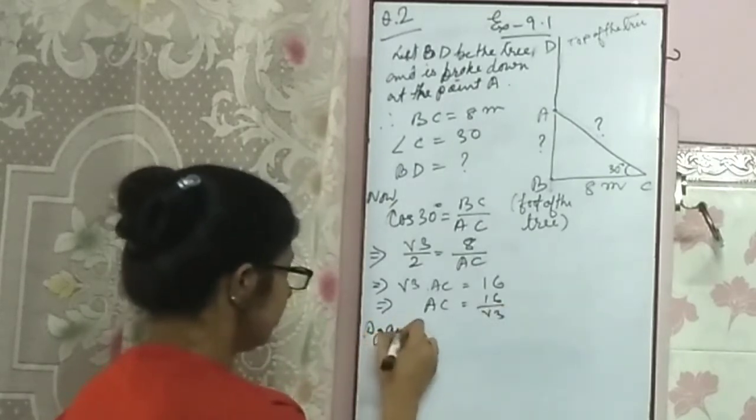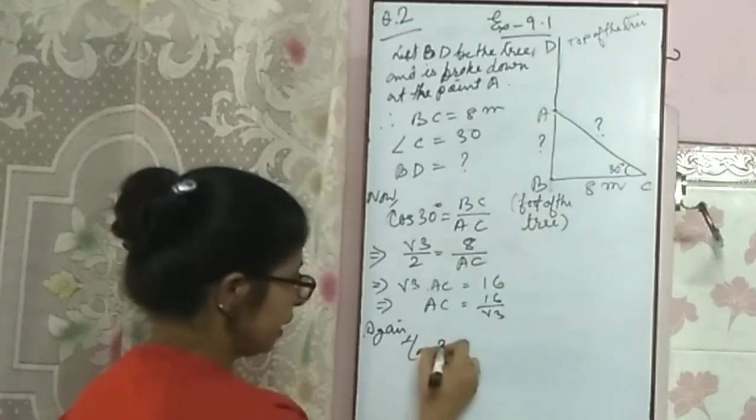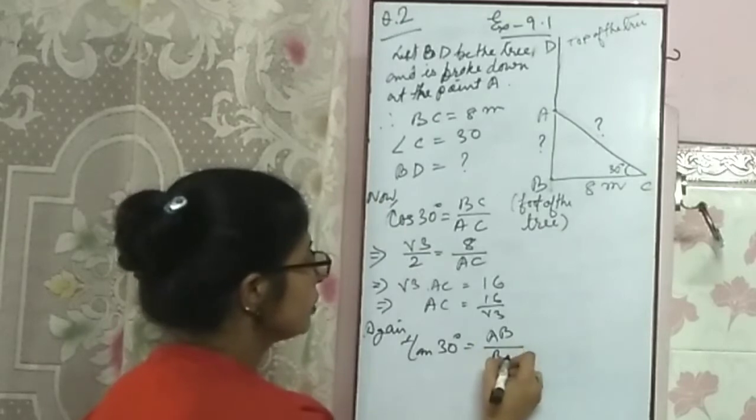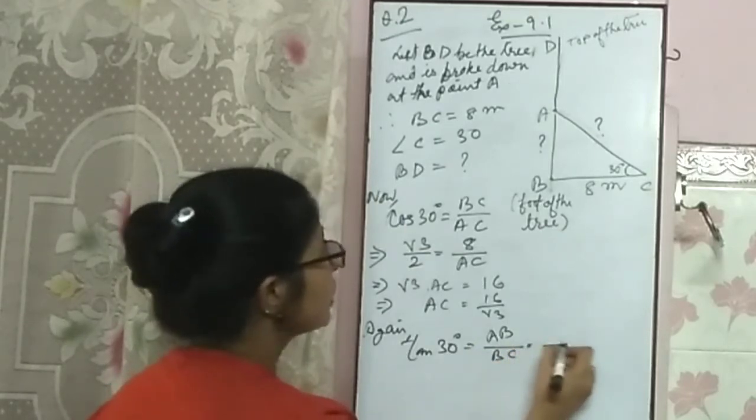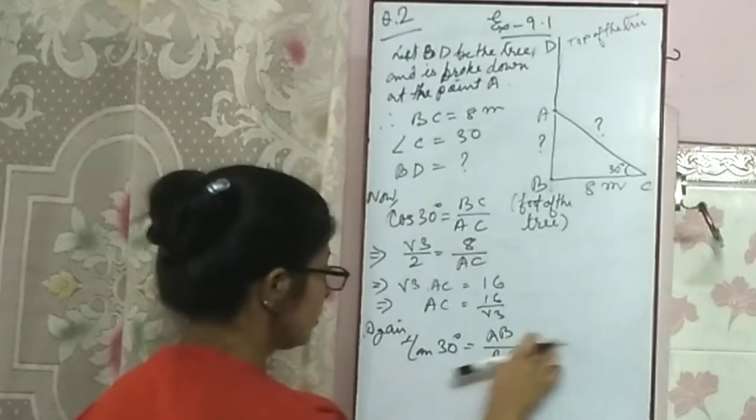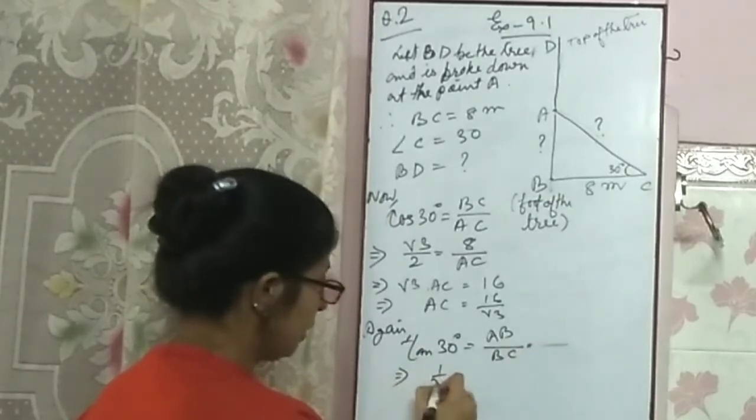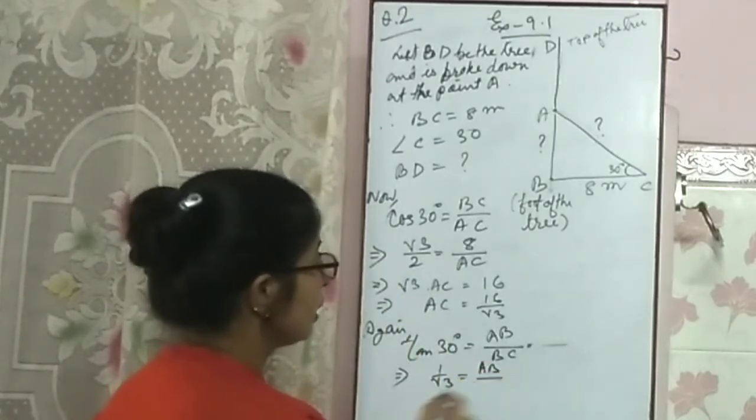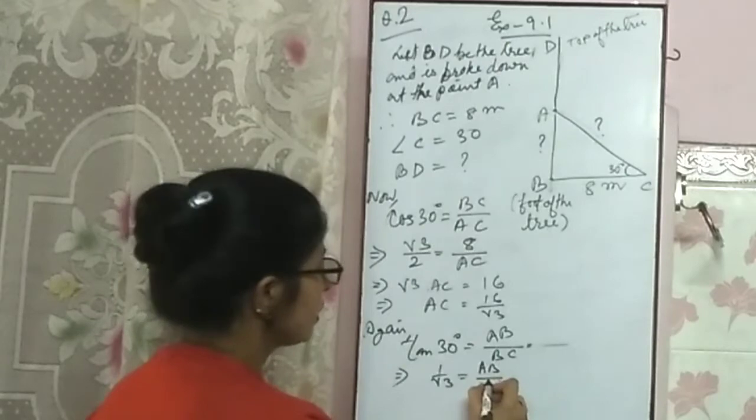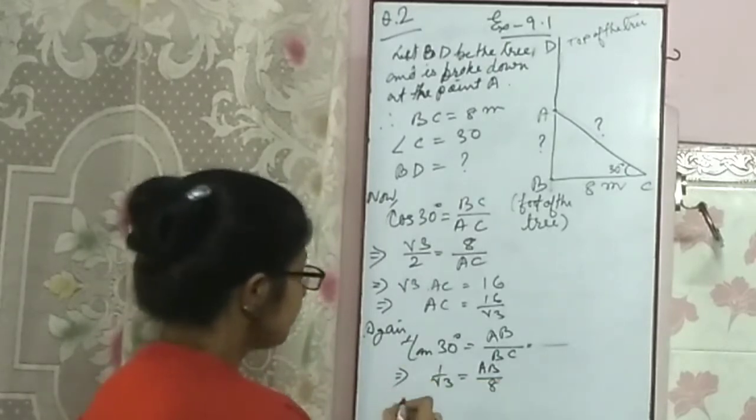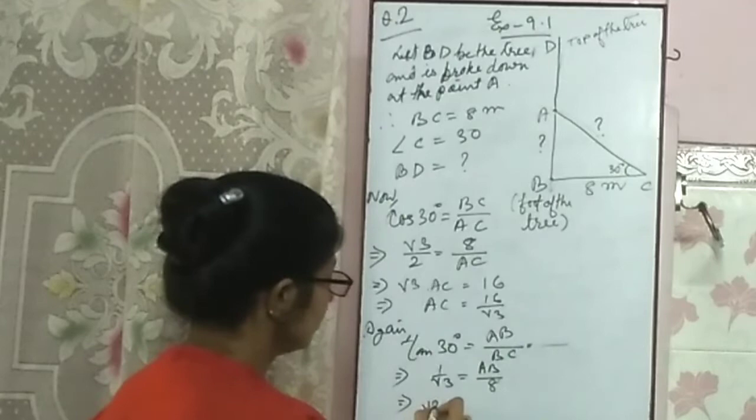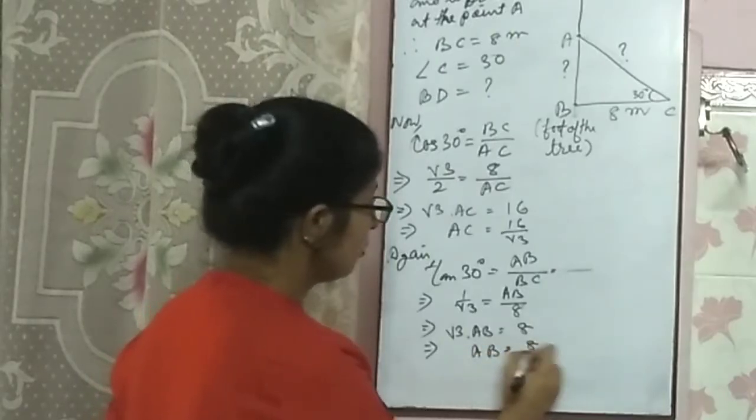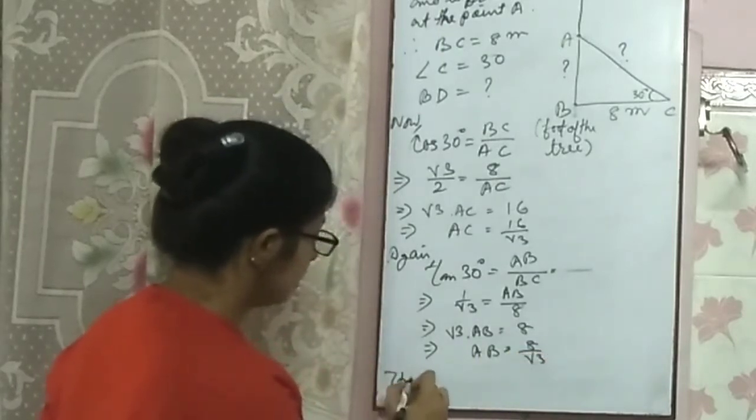Again, we find tan 30, AB by BC. Tan 30 is one by root 3. AB we don't know. BC is again 8. AB is equal to 8 by root 3.